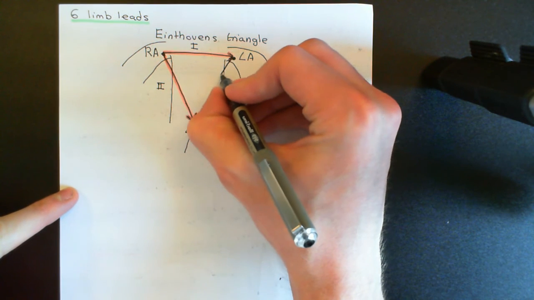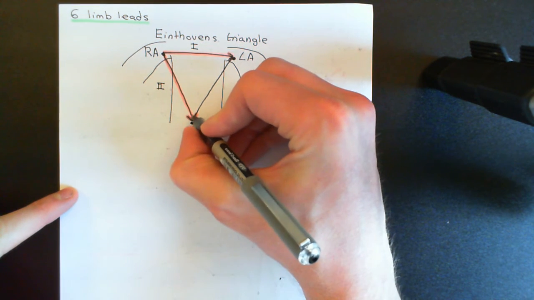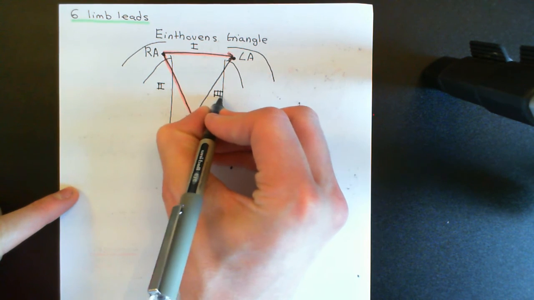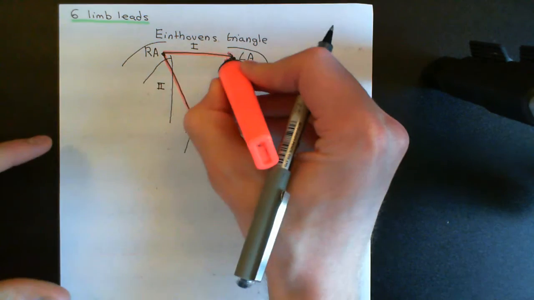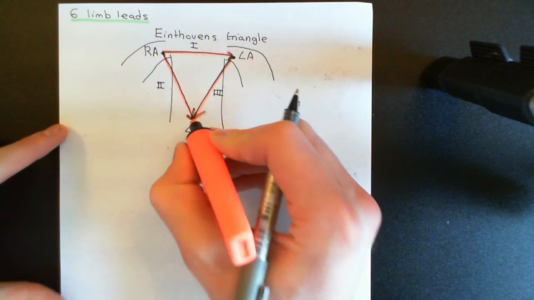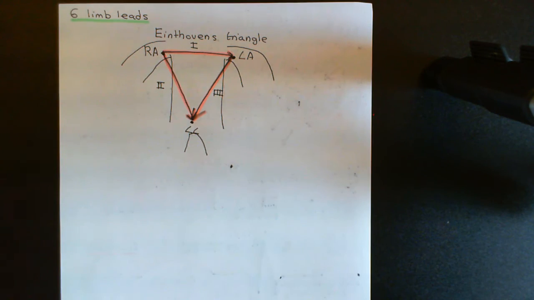And then lead 3 is going to be this one here, from the left arm to the left leg here. So this is lead 3. Again, the arrow is pointing from the left arm to the left leg here. Right, so those are lead 1, lead 2, and lead 3. But there's actually going to be 6 different limb leads, so we need 3 more.